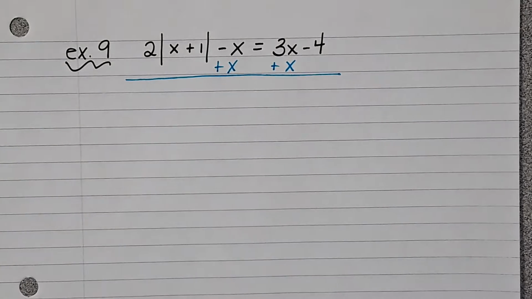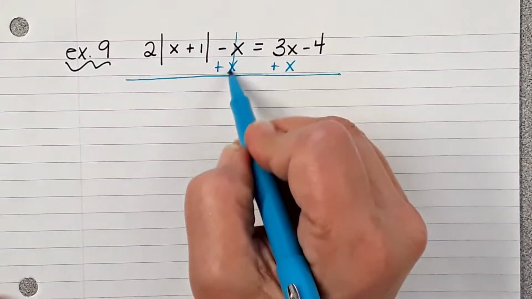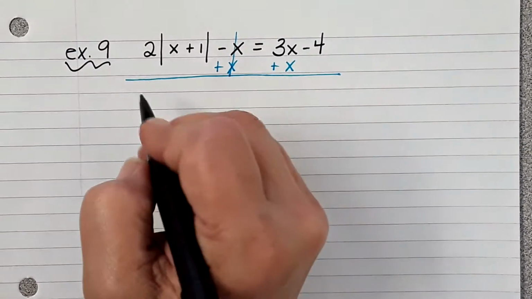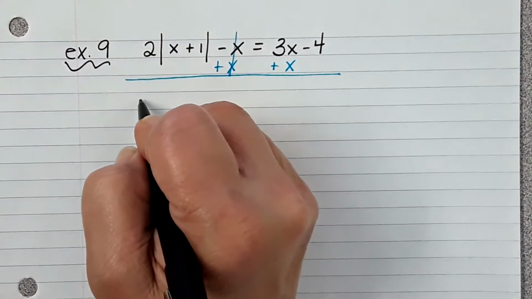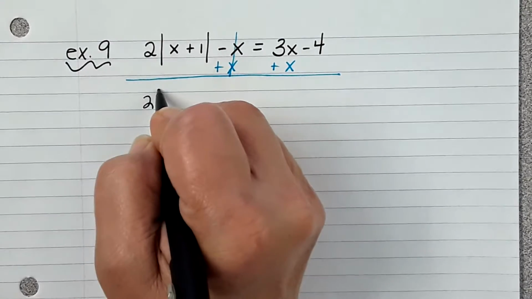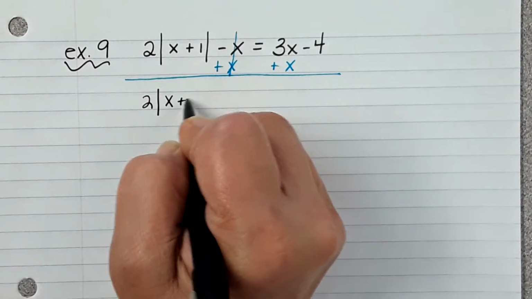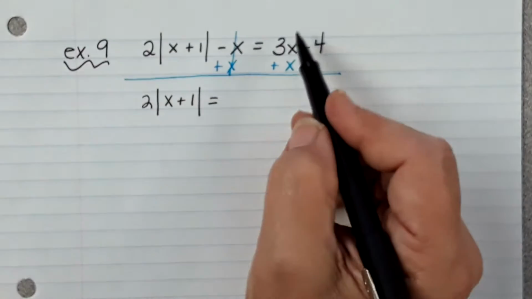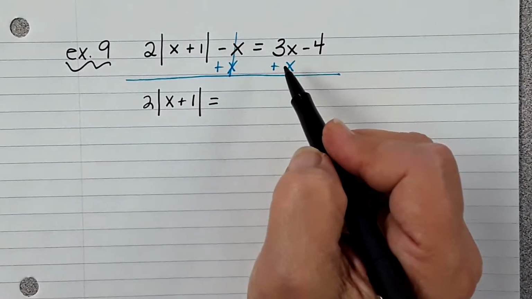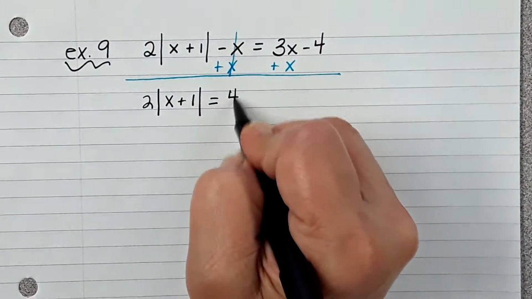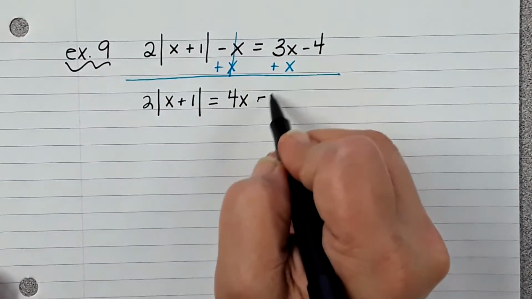Whenever you solve any equation and you're trying to isolate the variable or isolate the absolute value, you always start with what's being added or subtracted first. So these cancel out, and I am left with 2 times the absolute value of x plus 1 equals, well, 3x plus x is 4x minus 4.